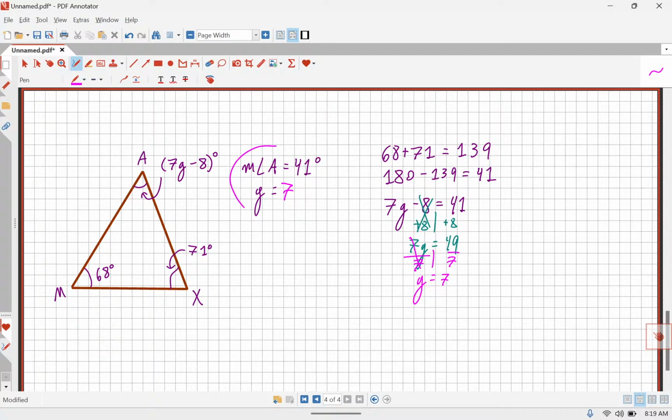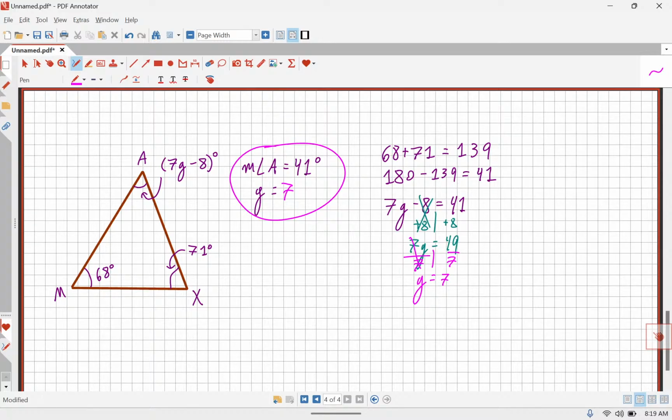How many of us got the measure of angle A is 41 degrees and that G is equal to 7? Ooh, I'm not sure. We'd have to take a look at it. Maybe when you subtracted, Jensen, you did the 180, taking that away? That happens. Perfect. Okay. Beautiful.